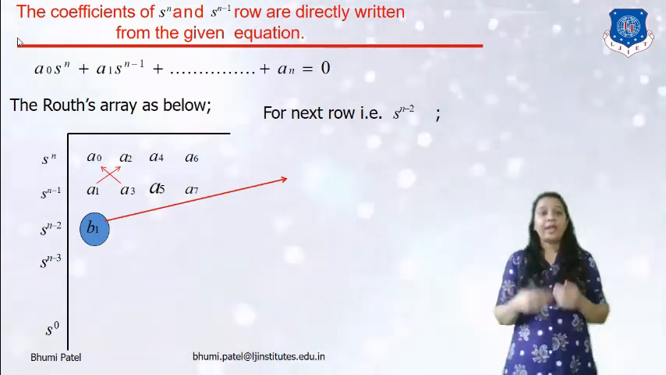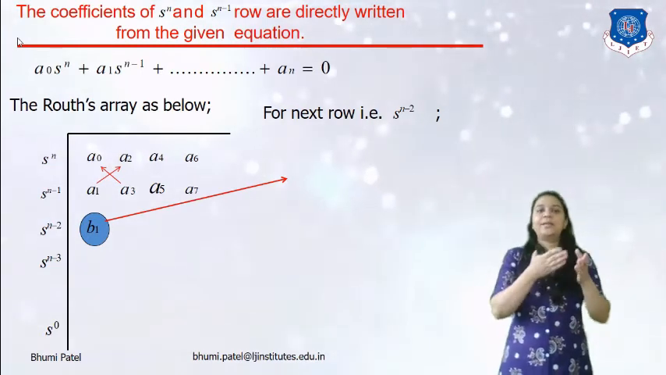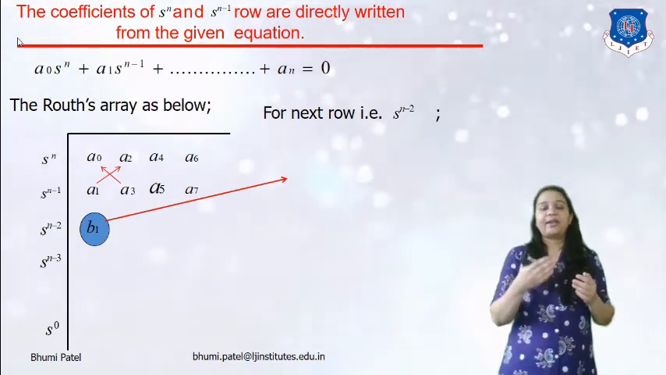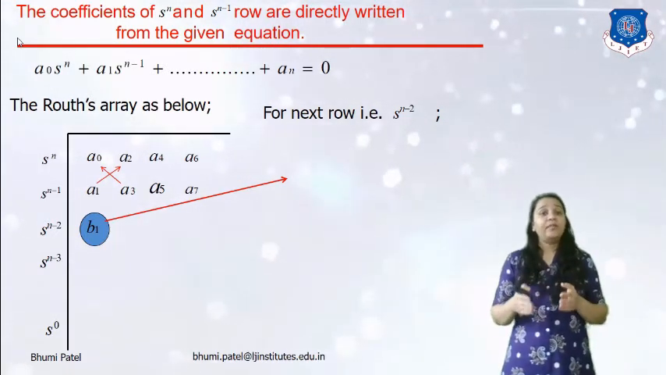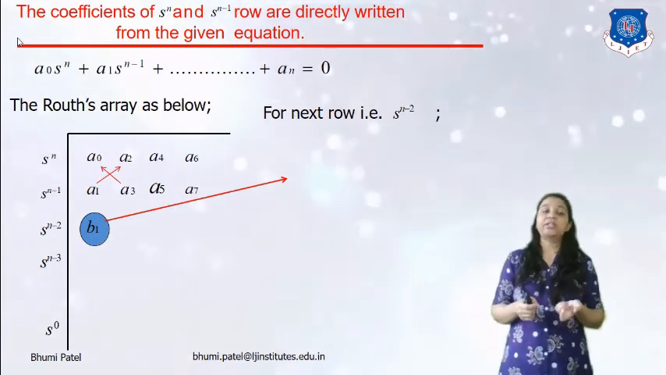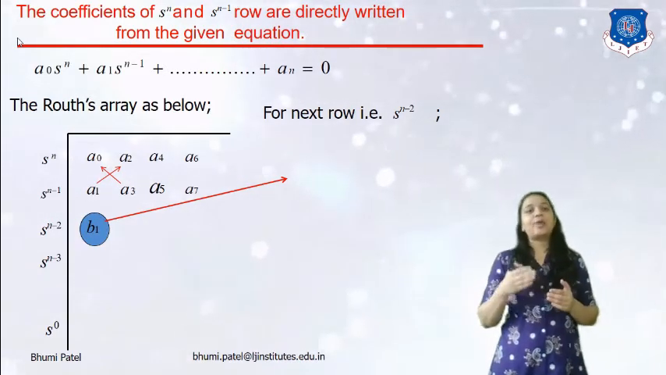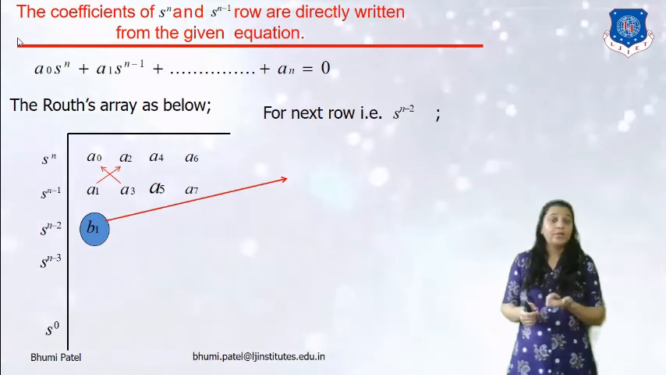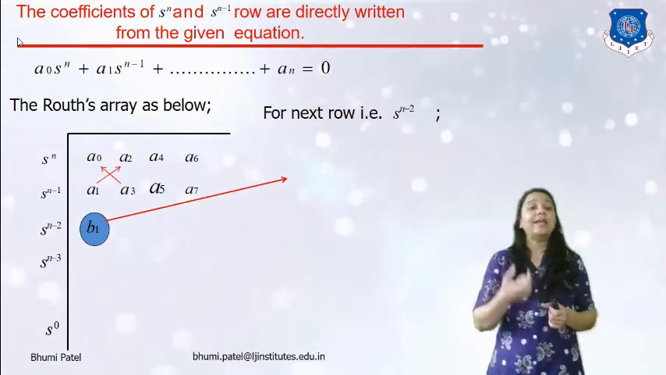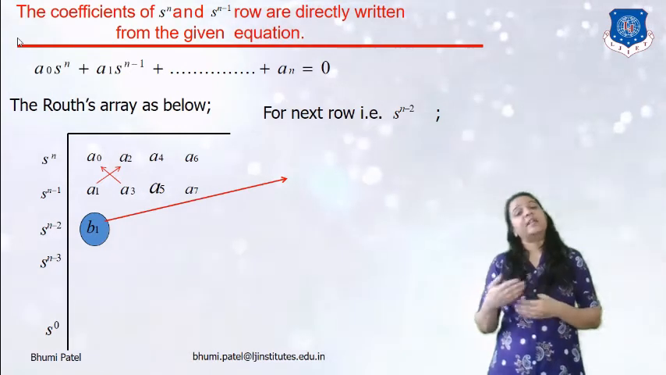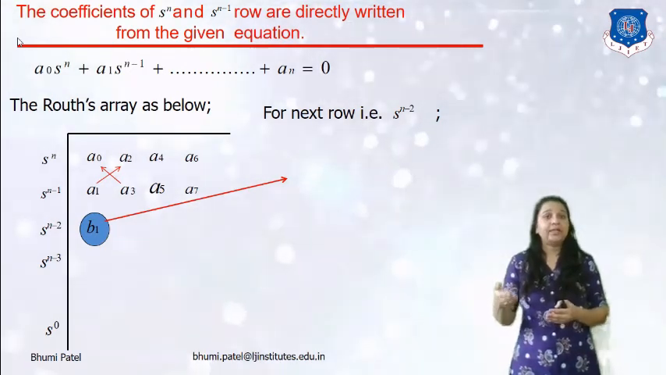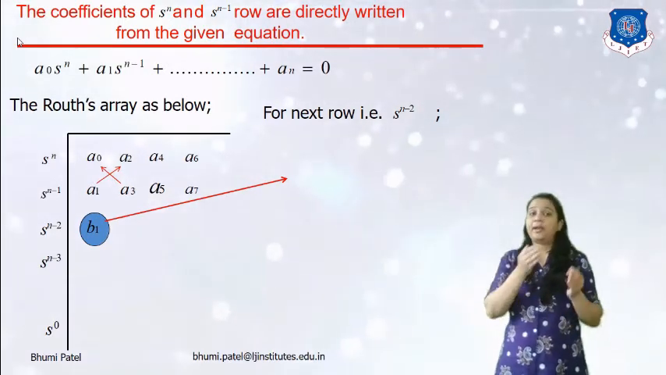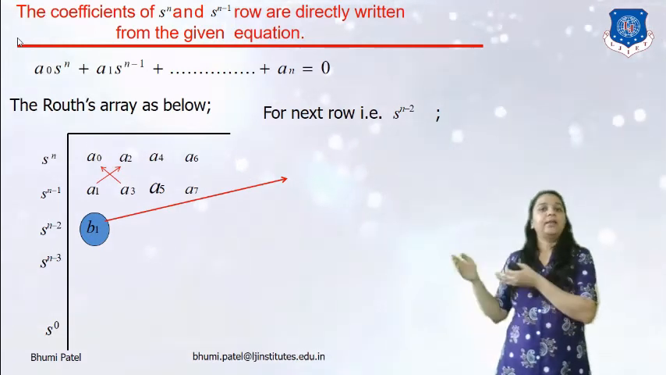So first of all we have to write the coefficient of the maximum power of s. Here the coefficient of the maximum power of s is a0, so we can write a0. After that we can skip the second term, that means we skip the a1 s raised to n minus 1 term. After that we can write the coefficient of the next term, which is a2. Then next we skip the a3 s raised to n minus 3 term. So we can write the next term coefficients a4, a6, a8, a10 and continue.